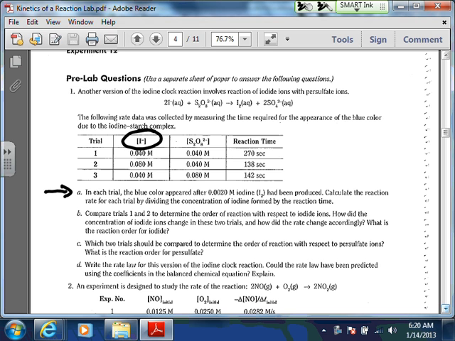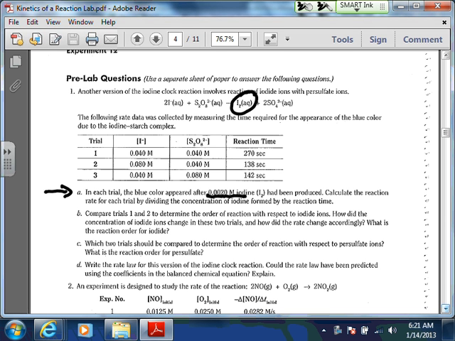Okay, in each trial, it says the blue color appeared after 0.0020 molar iodine had been produced. So we're measuring this with respect to I2. I apologize, let me erase this here. Okay, we got that wrong. So we are measuring it with respect to one of the products in this particular instance. It's saying that after 0.0020 molar iodine had been produced, the blue color appeared. So we're measuring how long it takes for the blue color to appear.